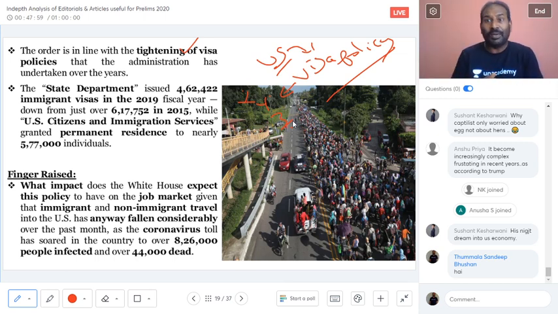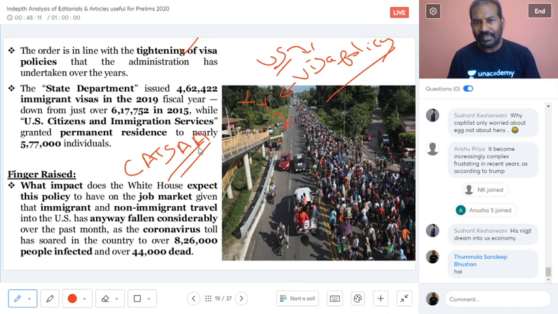Probably India could be part of it, because we have seen one policy, CAATSA, from the US. Can anybody say what is CAATSA? And then I'll get into the topic. Can anyone say what was the CAATSA policy?